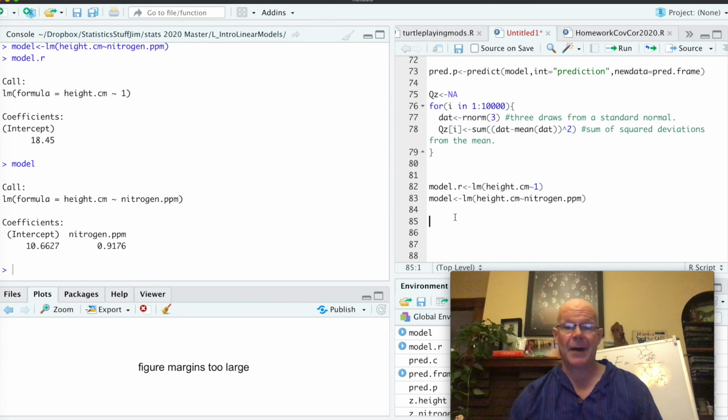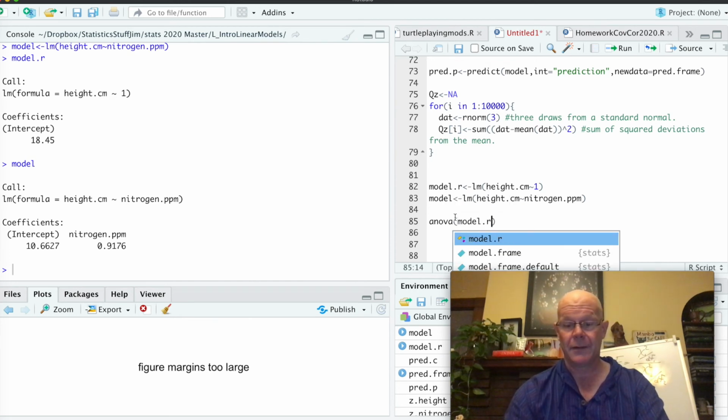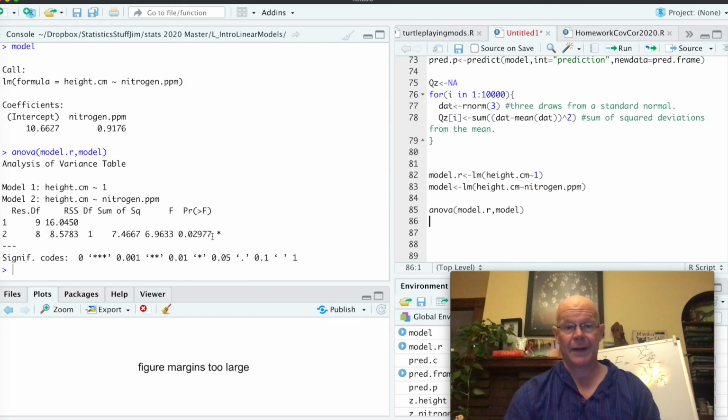Another way that we could do that same hypothesis testing is using that ANOVA function. And we could simply say, I want to compare my reduced model with my full model. And look at that. We get the exact same p-value. We have 9 degrees of freedom if all we do is estimate the intercept, which means that all we've done is estimate the mean. And then we have a second model where we have 8 degrees of freedom because we've lost 2 because we've estimated both an intercept and a slope. We can compare those two models and we get the exact same p-value once again.